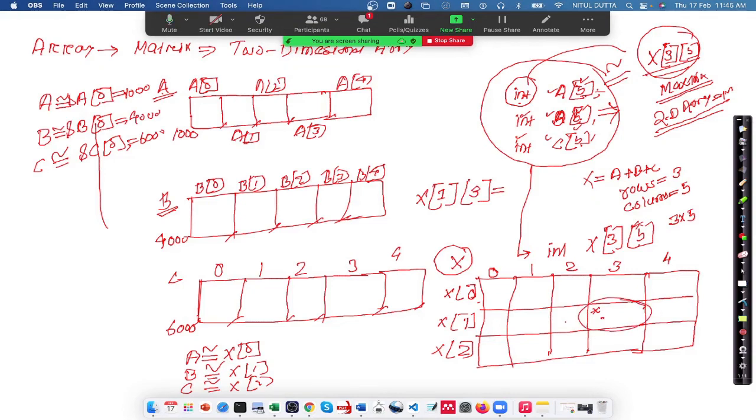If I want to put something in that location, let us suppose that I want to extract the element from here. What I can do is write the address of X[1][3]. That will perfectly fetch the content, or it will perfectly mean this element.